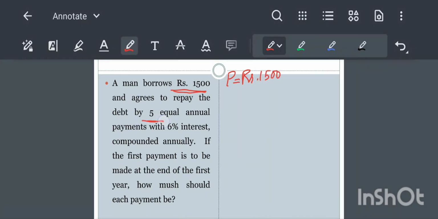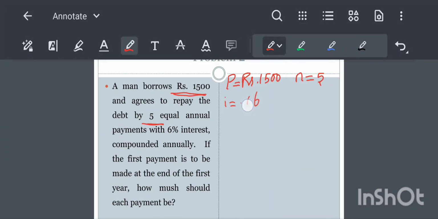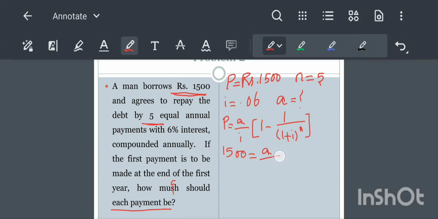As he is going to repay the amount in 5 equal installments, the value for n is 5 and the value for I is 0.06. So we need to find the value for A. How much should each payment be? So the same formula, P is equal to A divided by I into 1 minus 1 divided by 1 plus I the whole power n. So the value for P is 1500. That will be equal to A divided by 0.06 into 1 minus 1 divided by 1.06 to the power 5.